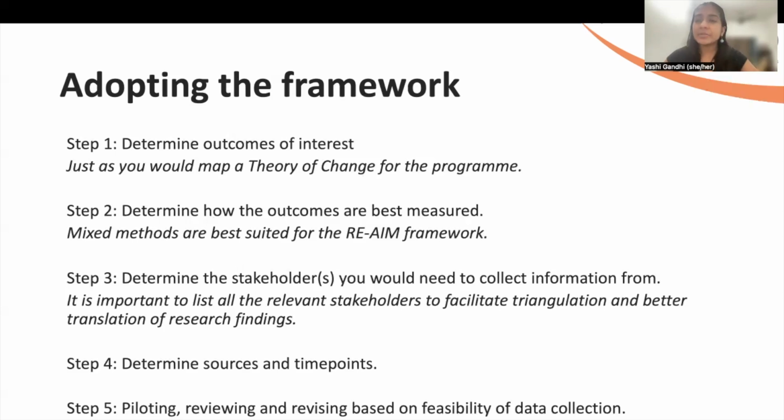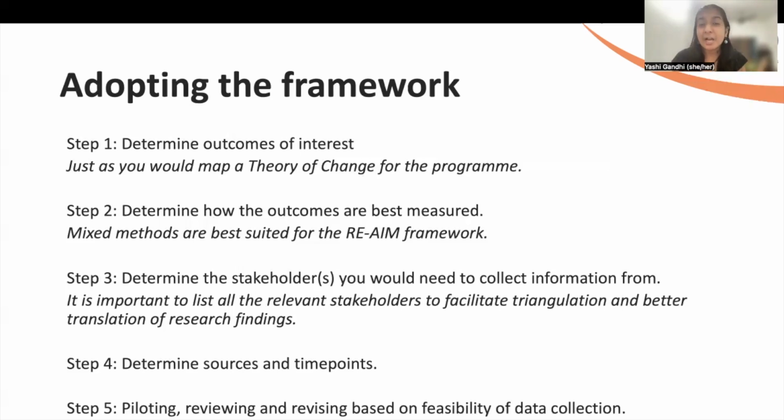As you think through stakeholders, you would also want to determine what are the sources of data and the different time points at which you need to interact with these stakeholders. Examples of sources of data would be, is this collected as part of routine process data in a primary healthcare setting and you can get this information from routine registers? Or would you need to do separate qualitative assessments or surveys in order to collect the information you need, which is directly linked to the outcome of your interest?